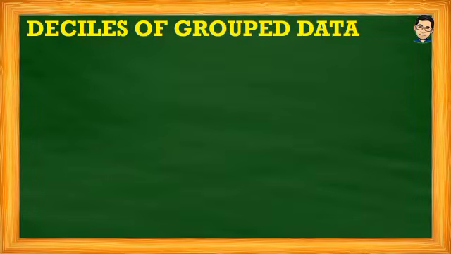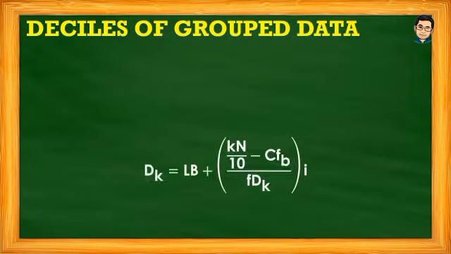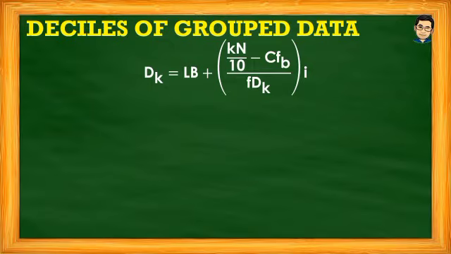So let us now proceed to deciles of group data. So ito po yung formula na gagamitin natin to solve deciles of group data. So kung mapapansin nyo, parang halos pareho lang siya ng quartiles of group data. It's just that, since decile lang ating pinag-uusapan, so yung location ng ating decile value, kukunin natin siya using kn all over 10, hindi na kn over 4. Okay, and then meron pa rin naman dyan, LB.